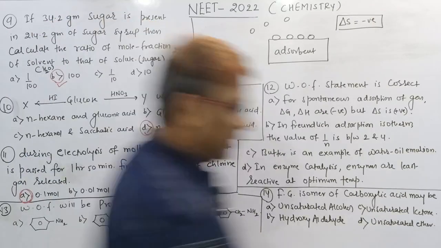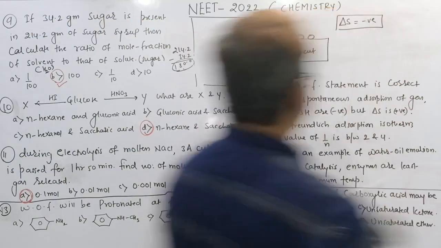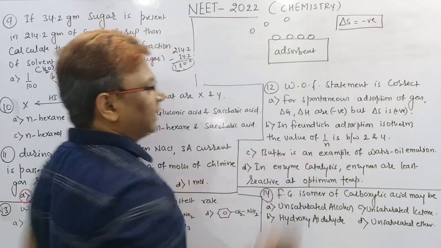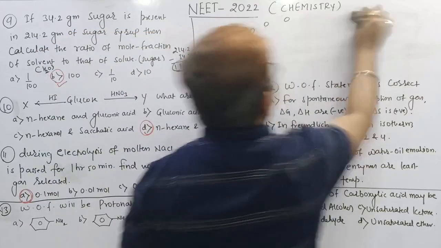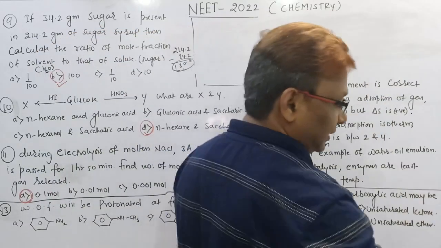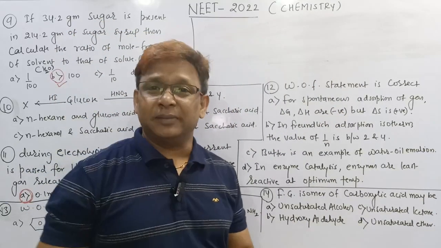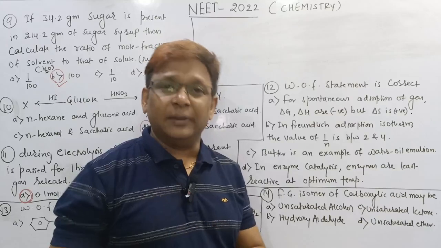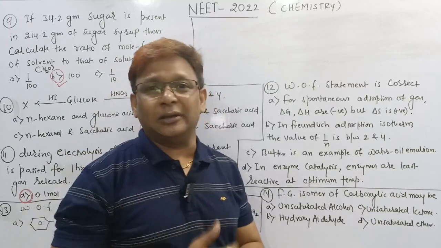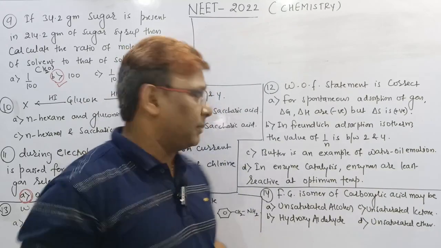Come to the second one, Freundlich's adsorption isotherm. It describes how the extent of adsorption depends upon pressure, and it occurs only at moderate pressure, not at high or low. Because at low pressure, extent of adsorption is proportional to P to the power 1, and at high pressure it is proportional to P to the power 0.